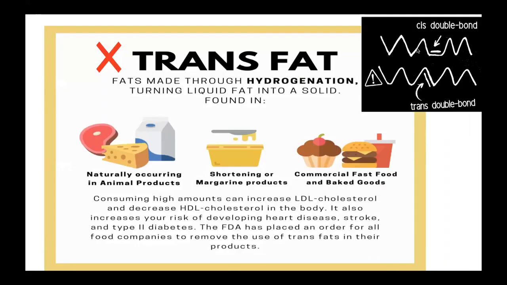So moving on to the next type of fat, which is trans fats. It's a chemical process that certain types of oil go through. Trans fats are created when manufacturers add hydrogen to vegetable oil. This process is called hydrogenation. This process converts a liquid fat into a stable semi-solid fat.